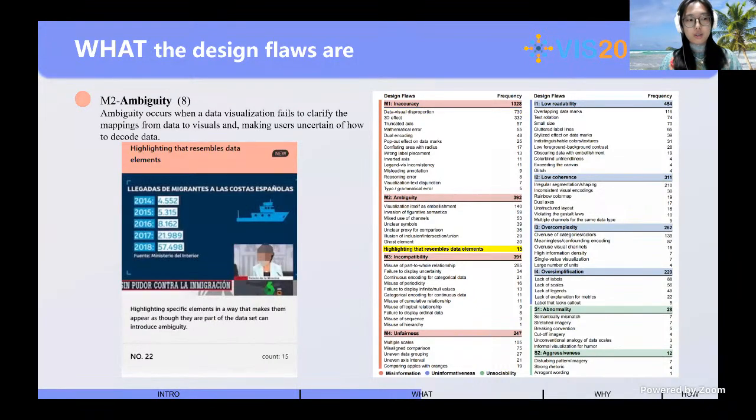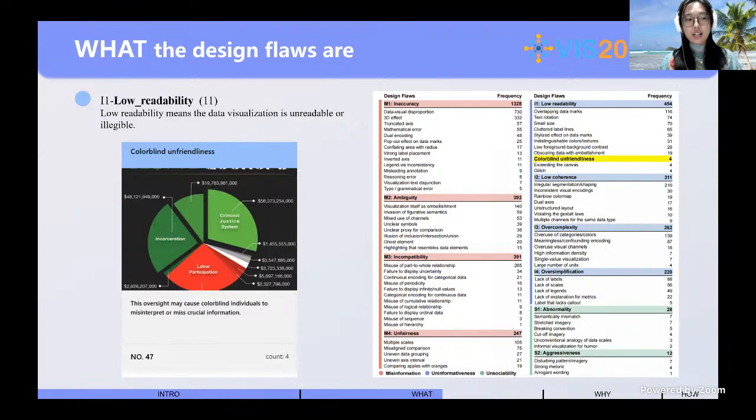And this flaw is quite interesting. At first glance, it looks like a regular bar chart. But when you look closely, you'll notice that the data and visuals don't match. Then it hits you, it's really not a bar chart. The author just highlighted numbers, which creates ambiguity. This aligns with our M2 ambiguity category, where the visual symbols are unclear when conveying data.